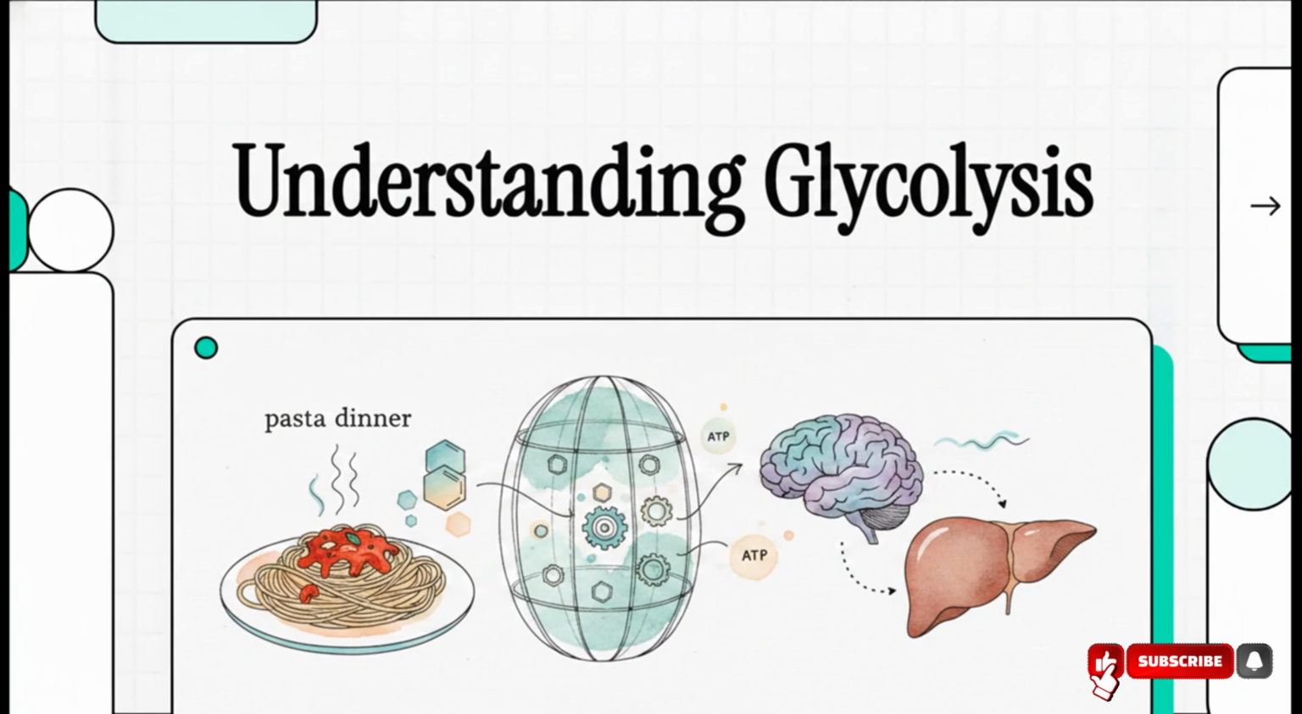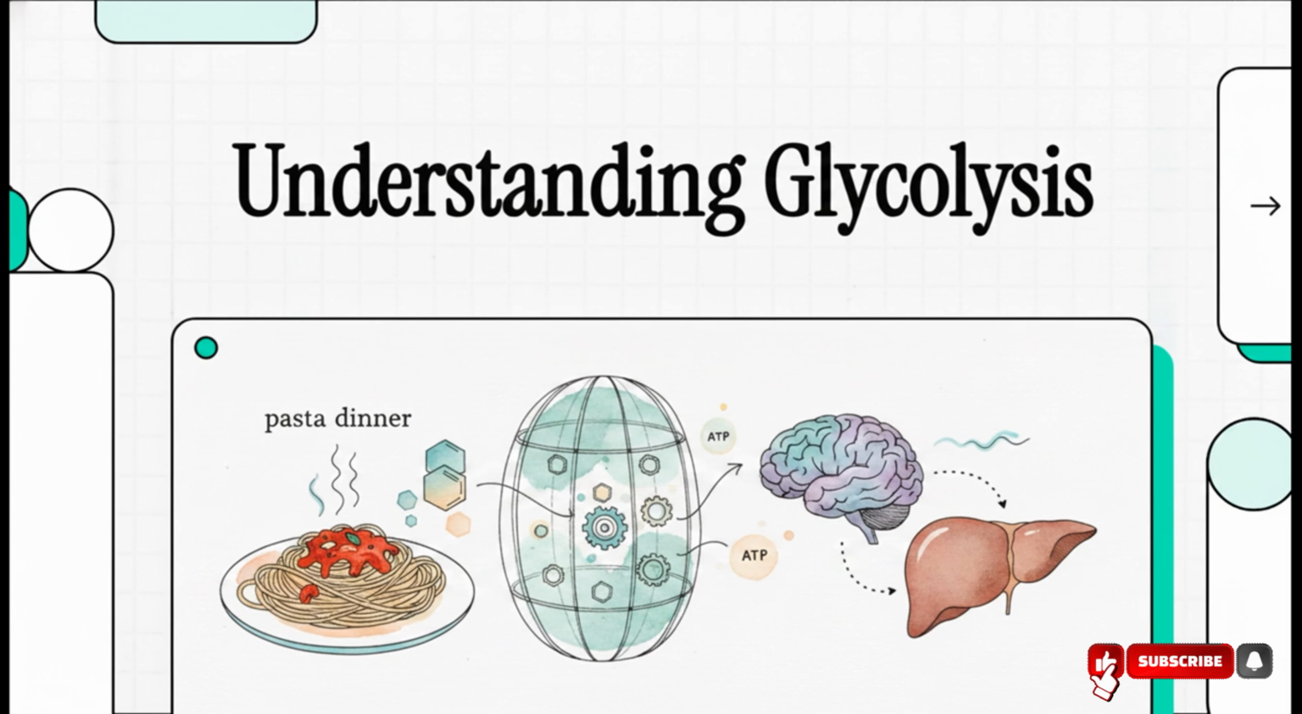Hi everyone, welcome to our first deep dive into the engine room of the cell. Today we're starting our journey with glycolysis. If you've ever wondered how that pasta dinner actually turns into the energy you use to run or study, well, this is exactly where it begins. By the end of this explainer, you'll understand why your body literally traps sugar inside its cells and the absolutely fascinating difference between how your brain and your liver handle glucose.